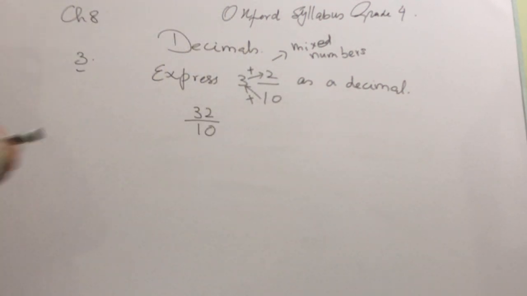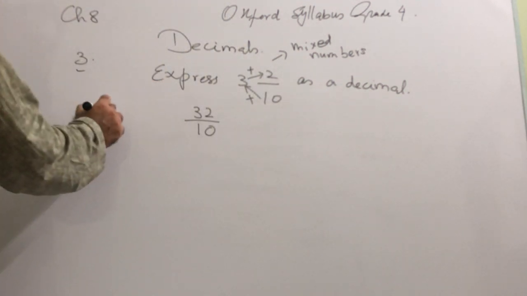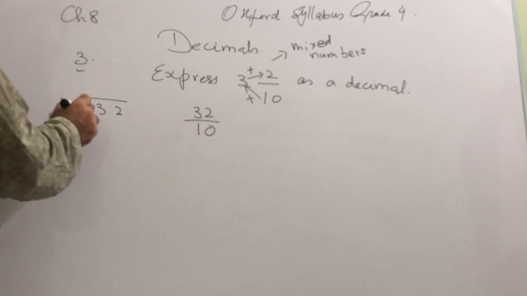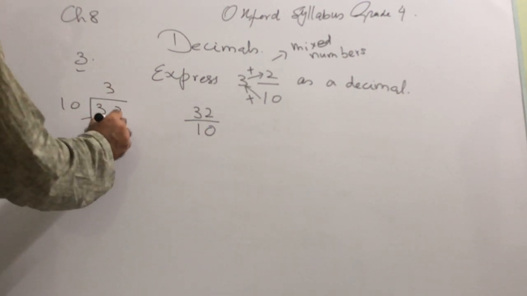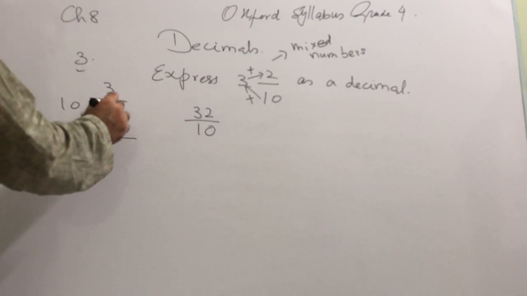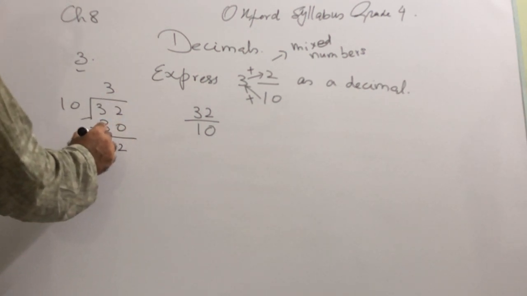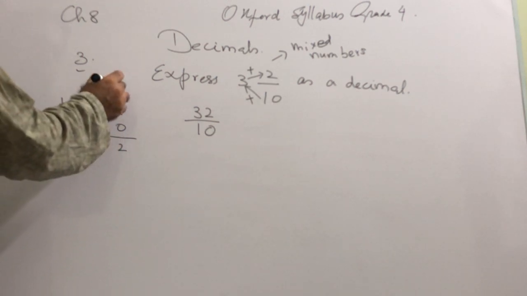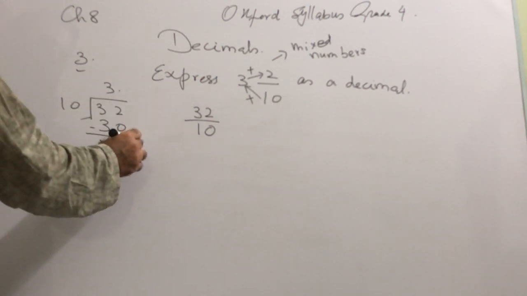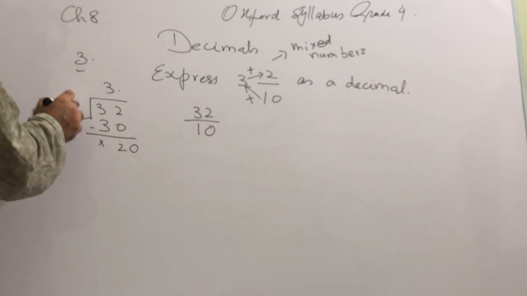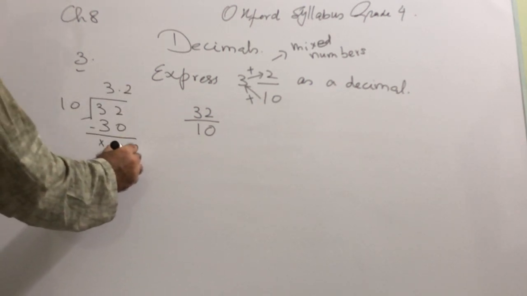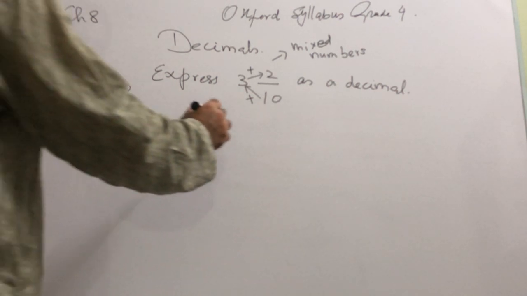So this is the numerator, this is the denominator. We will divide. 10 3s are 30. 2 minus 0 is 2, remainder 0. Now 2 is smaller than 10, we cannot divide. We will put a decimal here and we will put a 0 from our side. Now we will divide 20 by 10. 10 2s are 20. So our answer is 3.2.